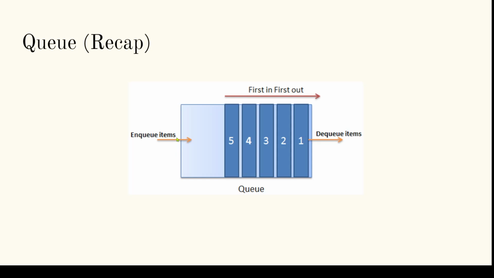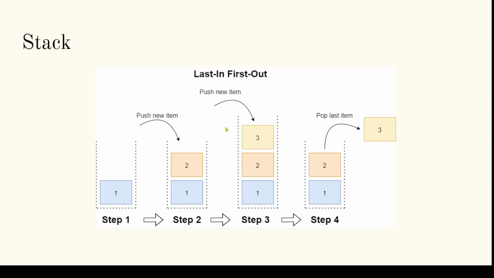But in stack, it will be very different. Let's see how stack will work. In stack, we will push the item at the top of the stack. Let's see this example where let's say there is already one item in this stack and we are adding one more item, that is number 2. So that new item will be placed on top of the earlier item, right? So we have 1, then 2 will be placed, and if we have one more item, then 3 will be on top of 2.